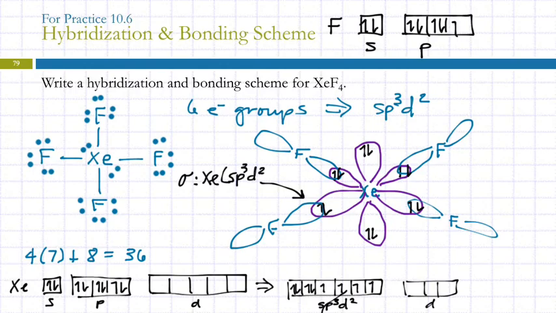sp3d2. And on the fluorine, what do we have? A p orbital. So we've got this p orbital, half filled, overlapping with one of these half-filled sp3d2 orbitals. And that's going to be the same for all four bonds, right? They're all the same. So we just have to write that out once.